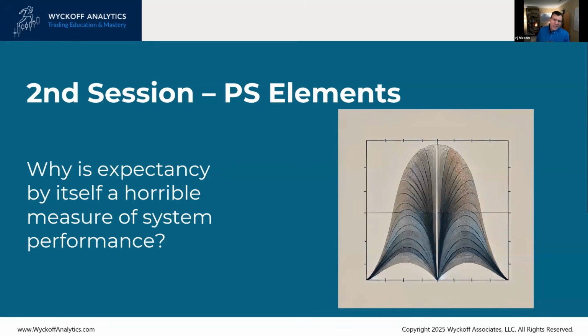So why is the expectancy by itself a horrible measure of system performance? Now, if you don't know what expectancy is, we'll explain that. If you do know what expectancy is, that's better than nothing, but it misses one whole dimension of system performance. And once you understand that, once you see that, you won't be able to trade again without knowing that other dimension and understanding how it affects your position sizing strategies.